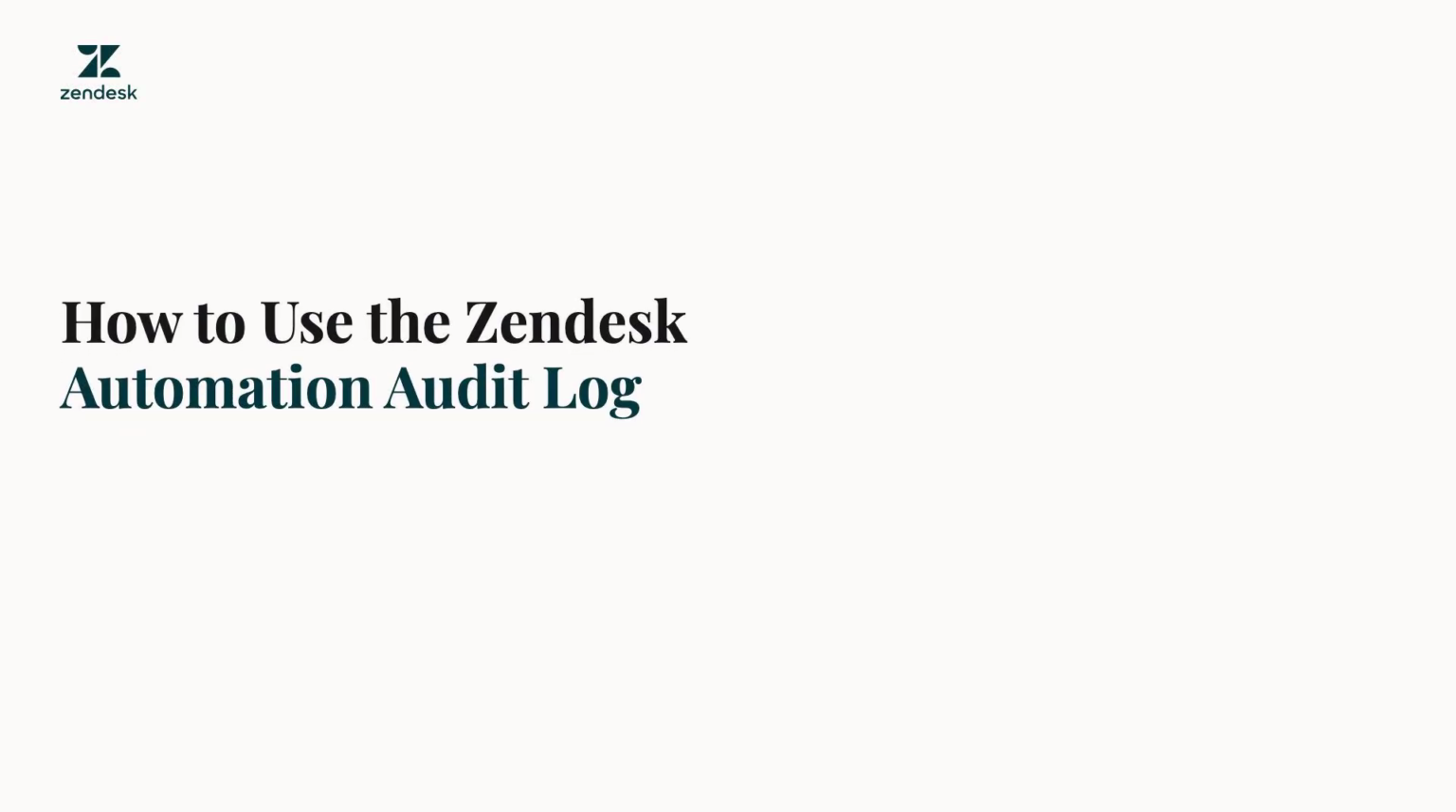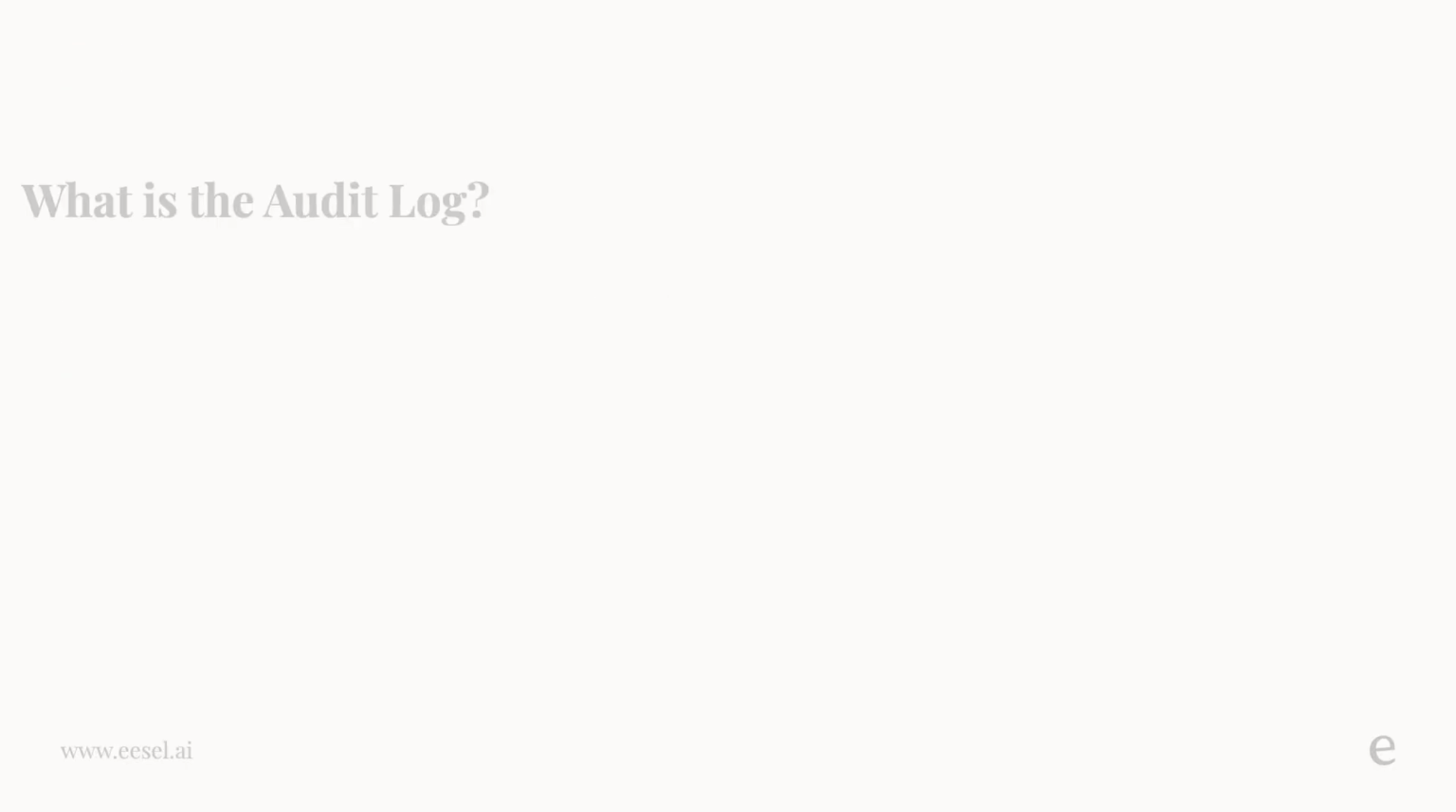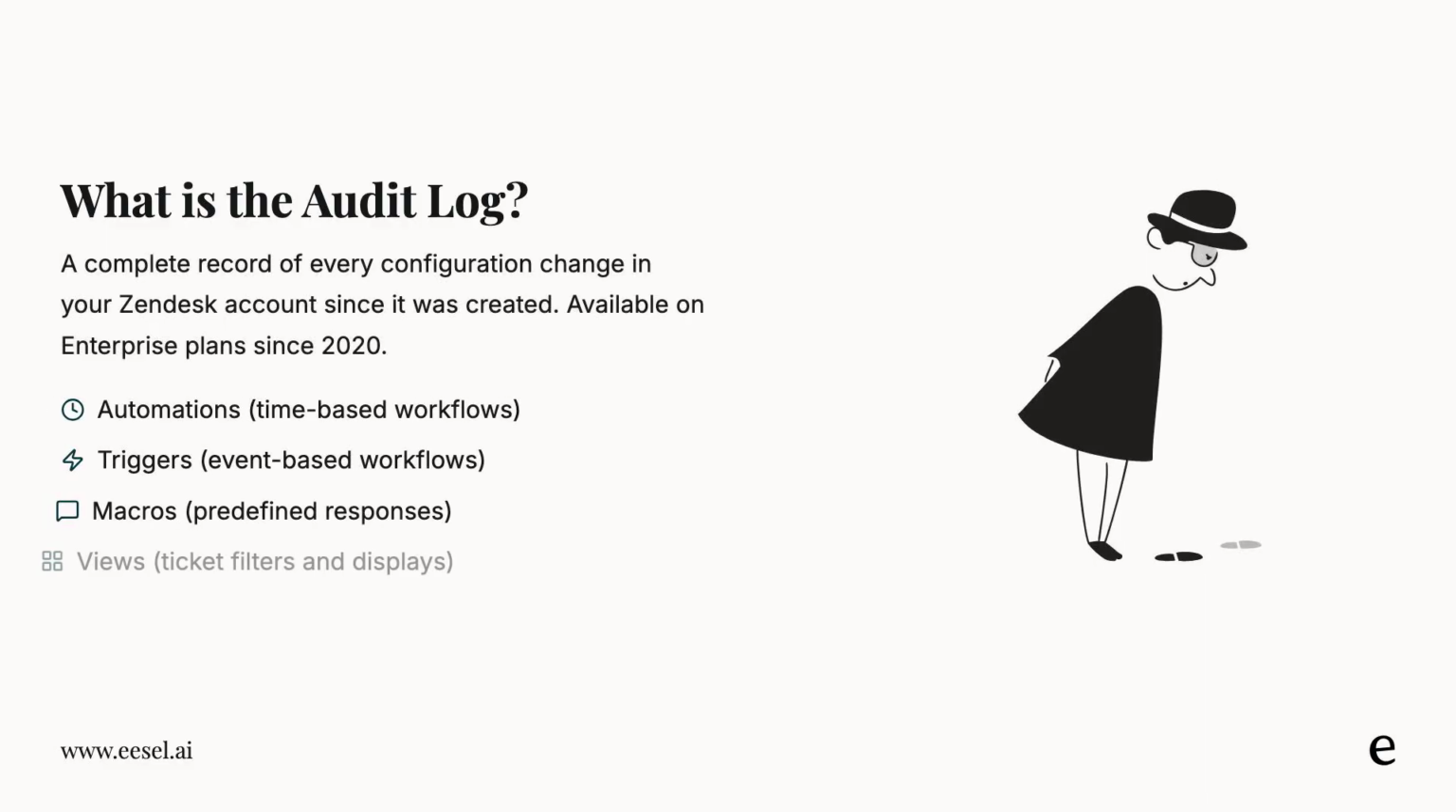Your Zendesk automations broke overnight and nobody got a notification. Tickets are piling up, your team is scrambling, and you have no idea what changed. The audit log can tell you exactly what happened. The Zendesk audit log is a complete record of every configuration change in your account since it was created.